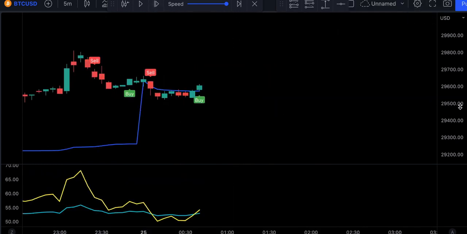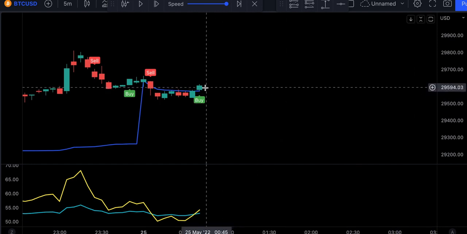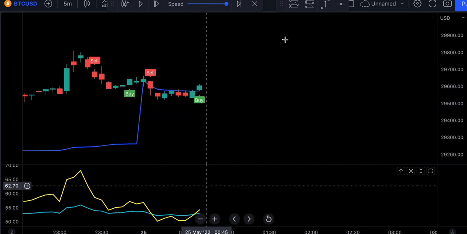Exactly opposite is true for longs. We're only going to be looking to buy if the price is closed above the VWAP line. We also need to have a new buy signal issued by the chandelier exit indicator, and we need to have an RSI cross where the yellow line crosses above the blue line.